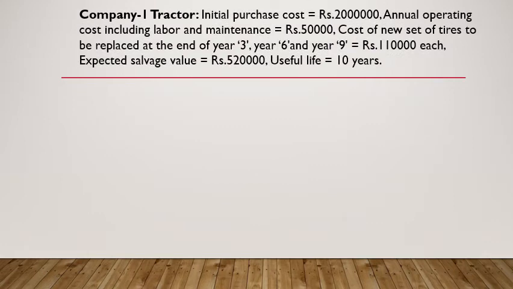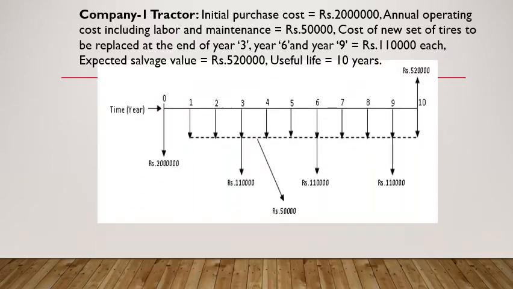Let us discuss alternative by alternative. First, company 1's tractor has the initial purchase cost of 20 lakhs, annual operating cost. Let us see the cash flow diagram, how it appears. First, see initial purchase cost. What is that initial purchase cost? It is P. Indicate that at t is equal to 0. First is done. Annual operating cost, including labor and maintenance, rupees 50,000.